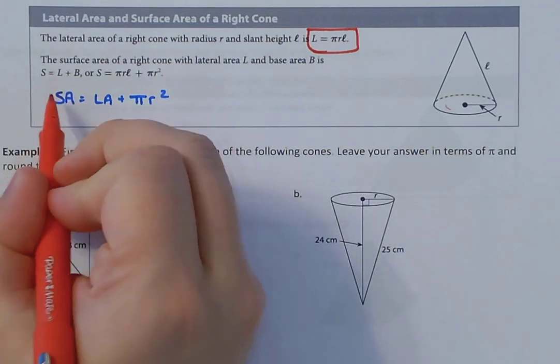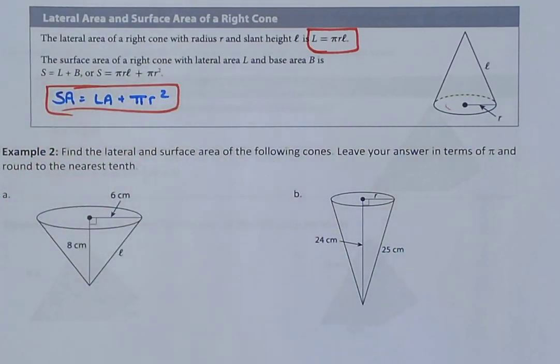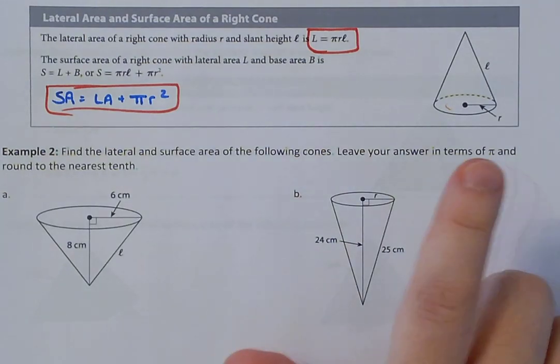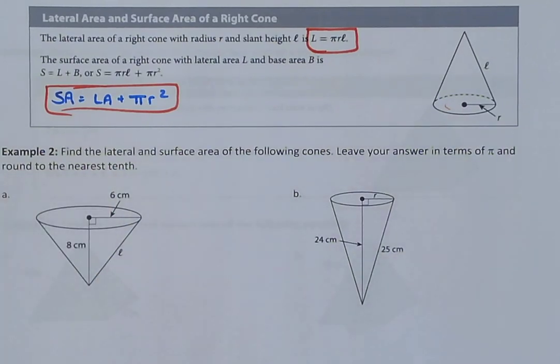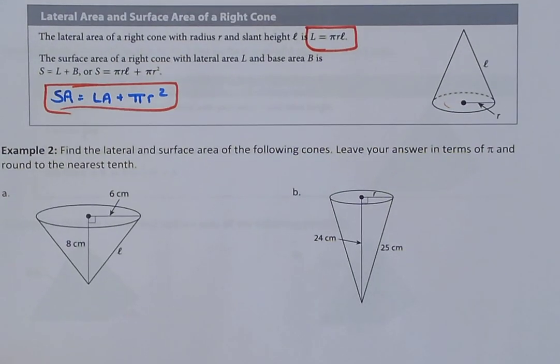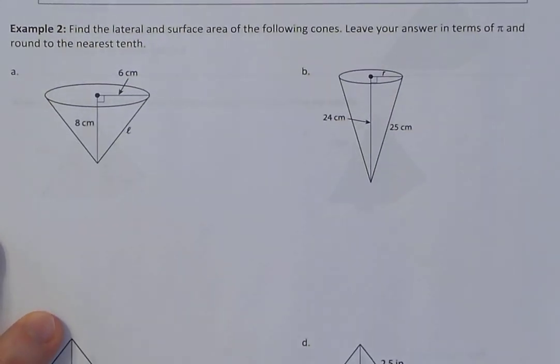So these are going to be our two lifeline formulas for example 2 as we figure out lateral and surface area of cones. And for example 2, they want us to leave the answers in terms of pi and round to the nearest tenth. So I'm going to slide this on up so we can just focus on our example 2 next.